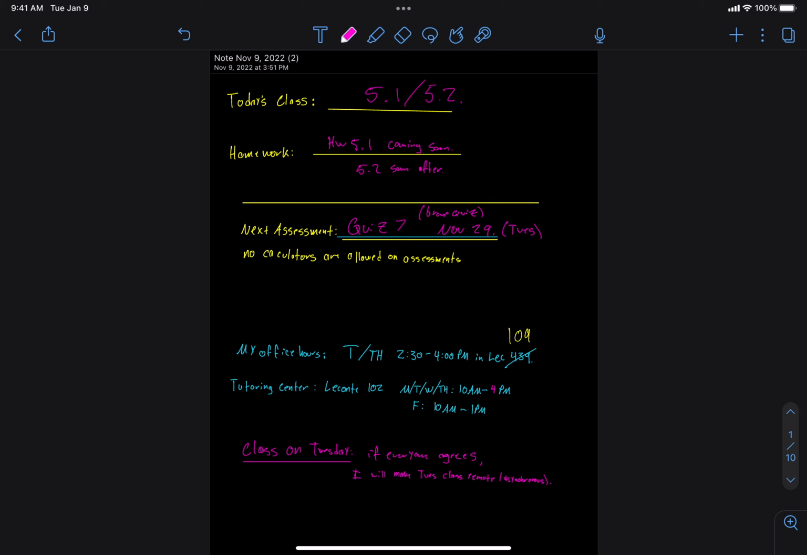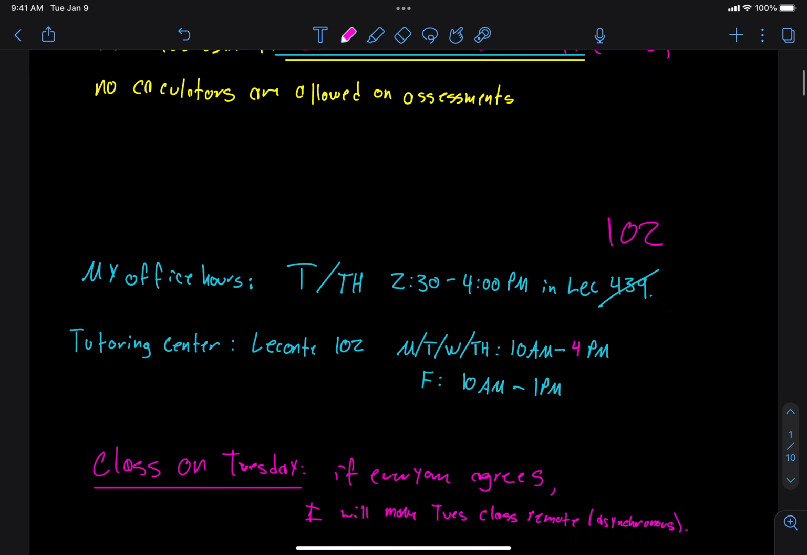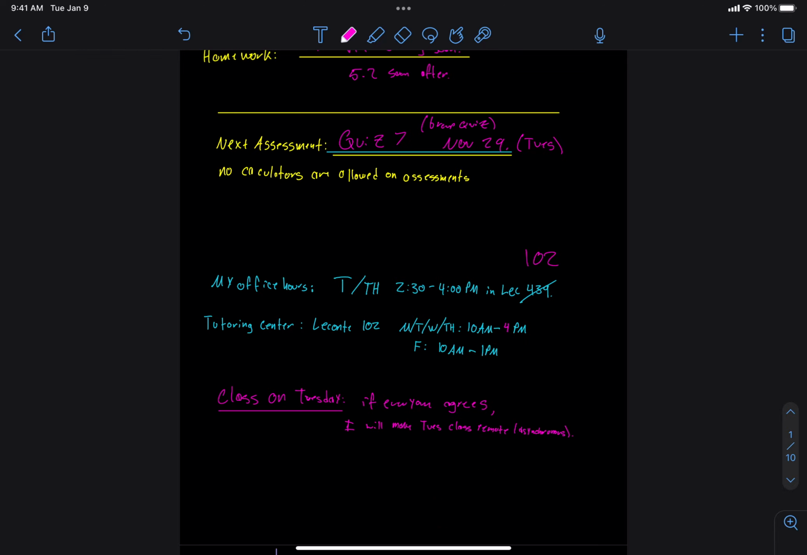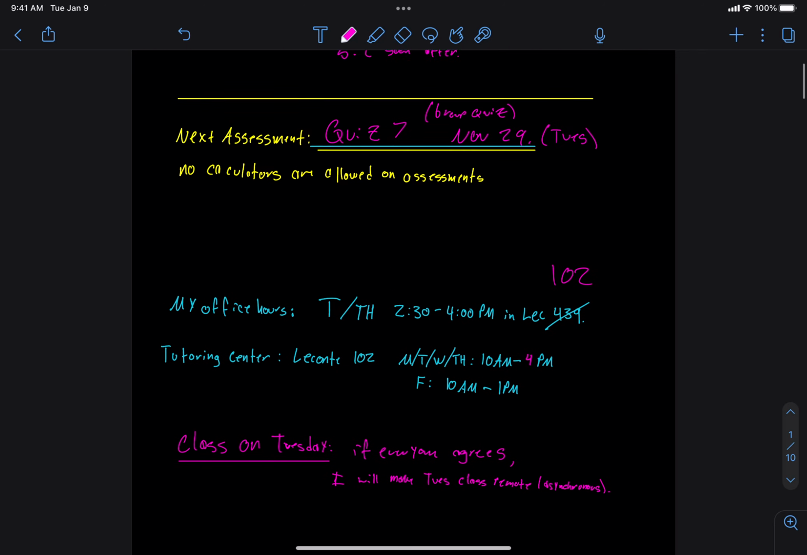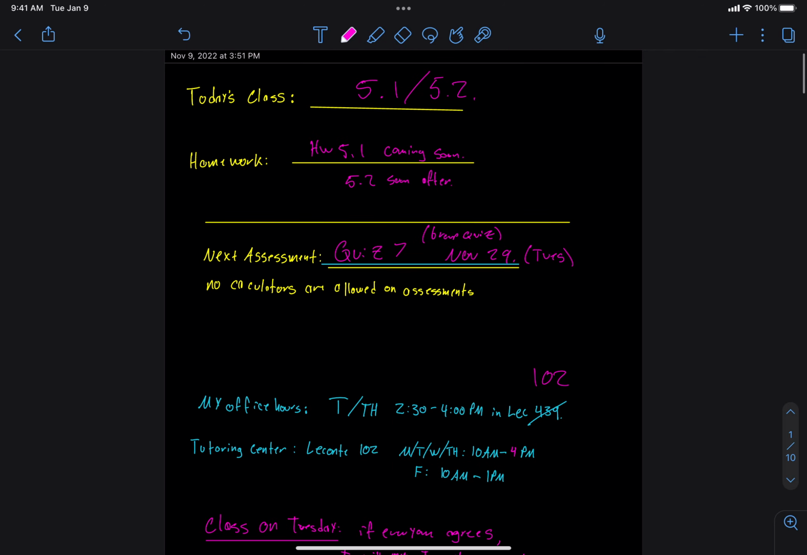The best possible thing you can do for yourself is to put yourself in LeConte 102 this afternoon from 2:30 to 4, or any of the other days that I have office hours, okay? You will get so much more out of studying with me than you will studying on your own, I promise. So please come to office hours if you feel like you need that. Any administrative questions before we start in on content for today?